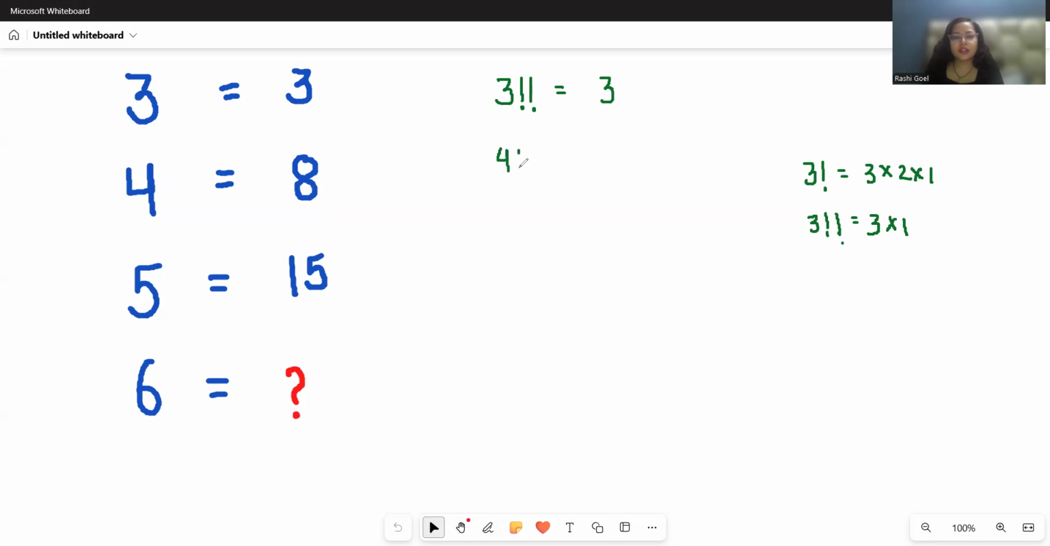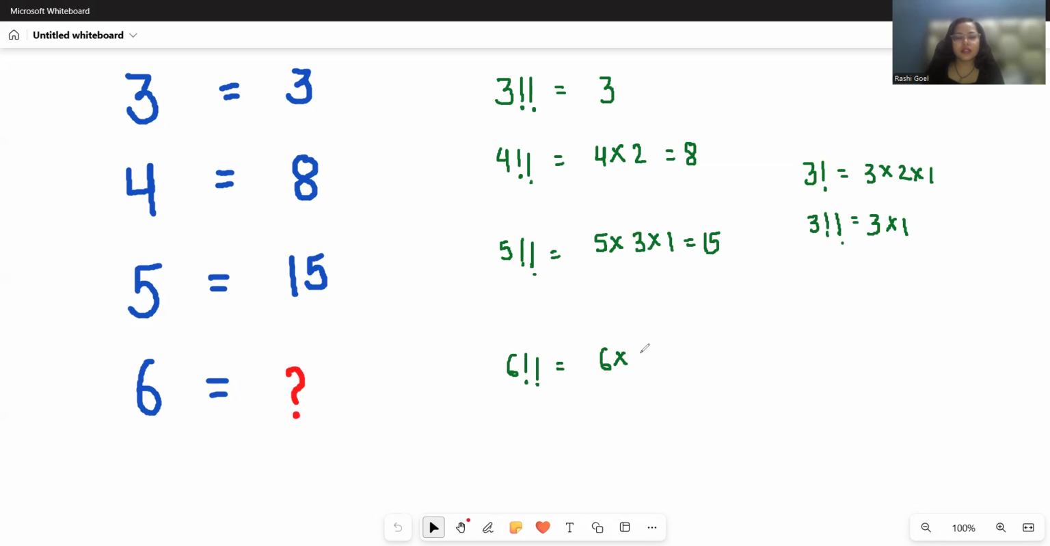Now comes the next, 4 double factorial. So write 4 times, skip 3, write 2, and then skip 1. So it is equal to 8. Now 5 double factorial is 5 times, skip 4, 3, skip 2, 1. So that is 15. So basically what is 6 double factorial?